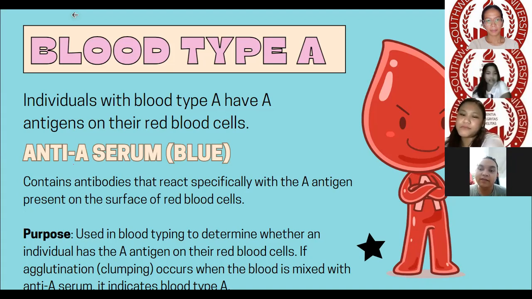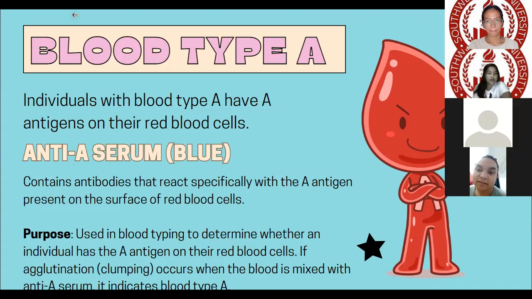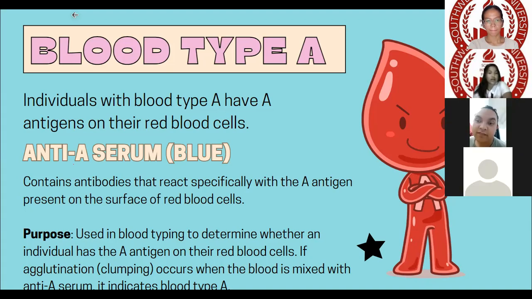Anti-A serum contains antibodies that react specifically with the A antigen present on the surface of red blood cells. The purpose is to use blood typing to determine whether an individual has an A antigen on the red blood cells. If coagulation, or clumping, occurs when the blood is mixed with anti-A serum, it indicates type A blood.